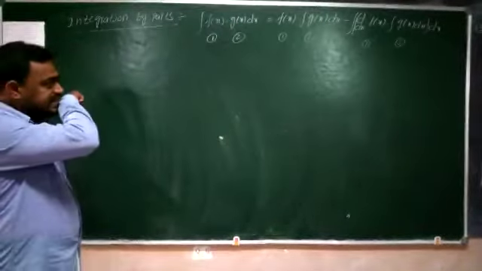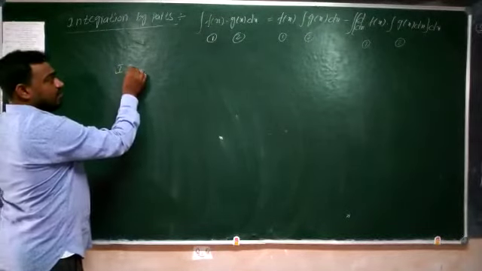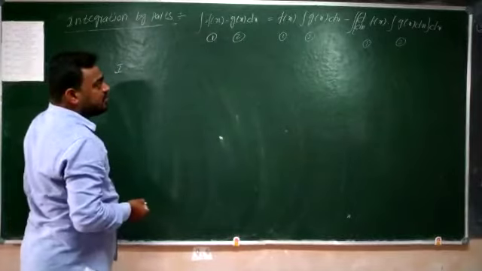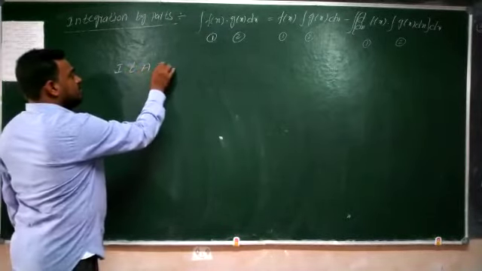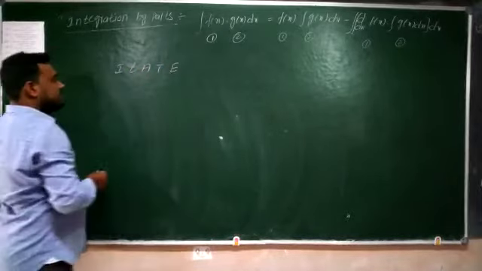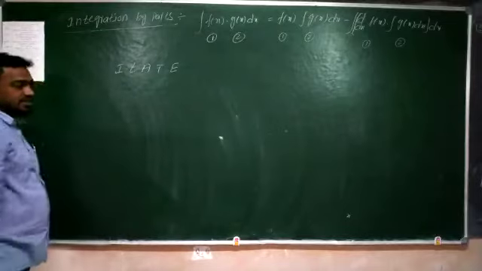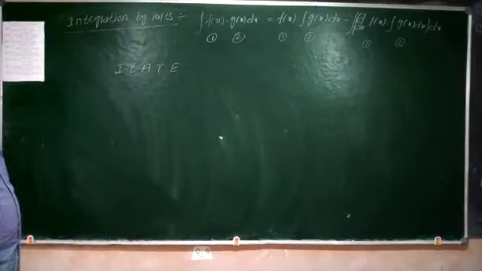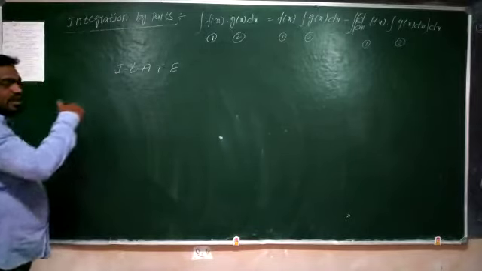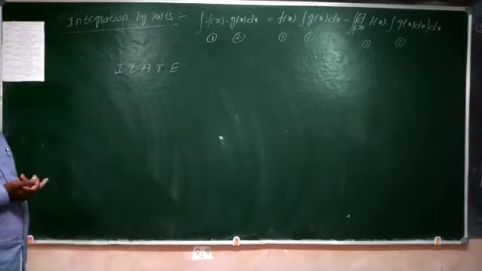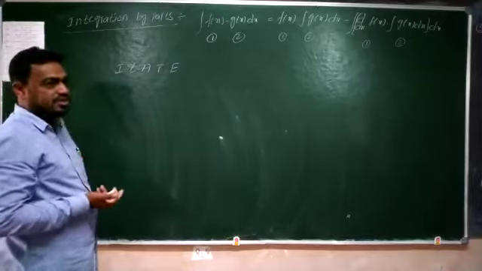Otherwise, we follow this order for choosing the first and second function. I. What is the I? I for inverse trigonometry functions, or inverse functions. For example, sin inverse x, cos inverse x, tan inverse x. These are inverse trigonometry functions.